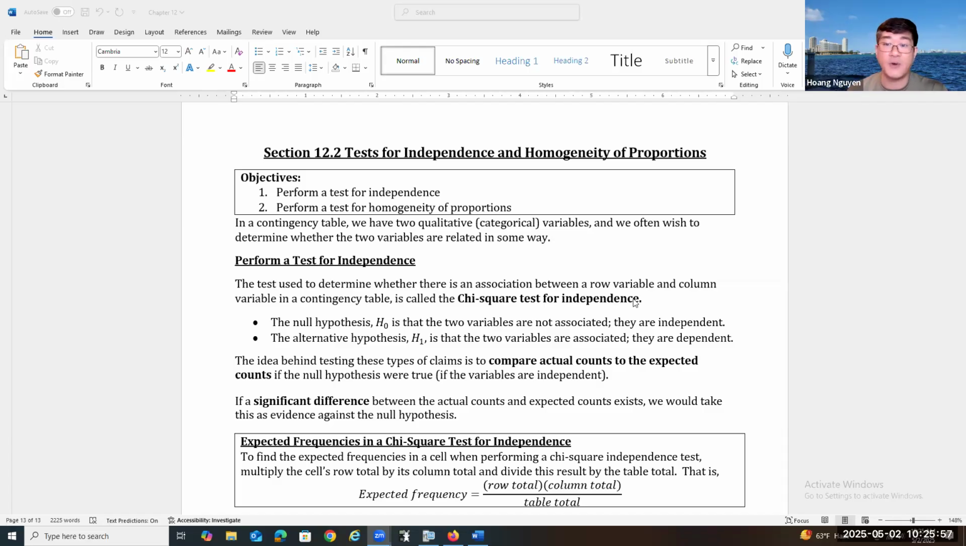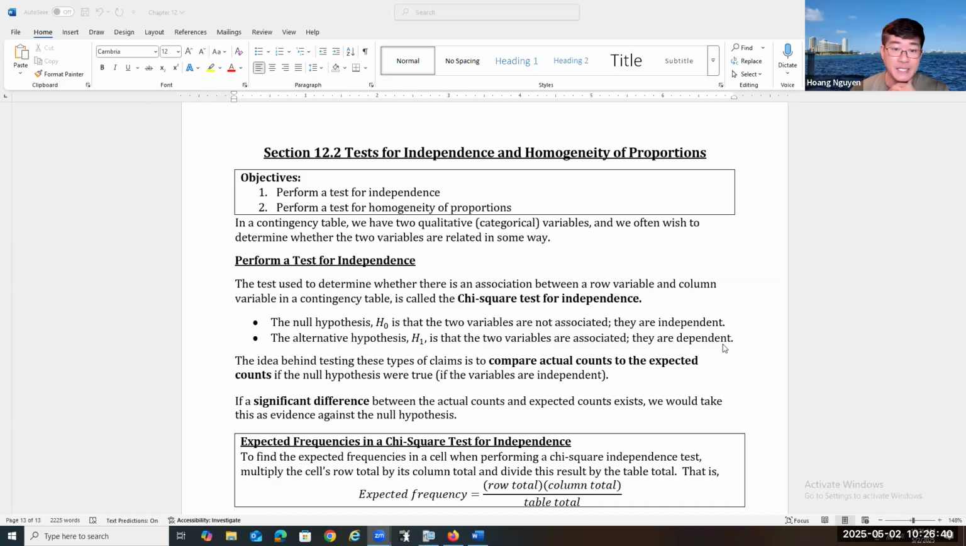Because it's the test for independence, how do we state the null and the alternative hypotheses? For the null hypothesis, H0, we say that the two variables are not associated, they are independent. For the alternative hypothesis, H1, we say that the two variables are associated, they are dependent. So the null says the row variable and the column variable are independent, and the alternative says they are dependent.